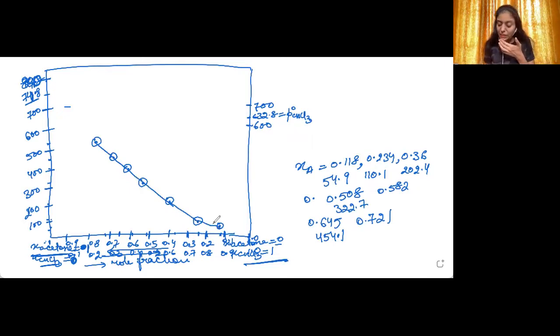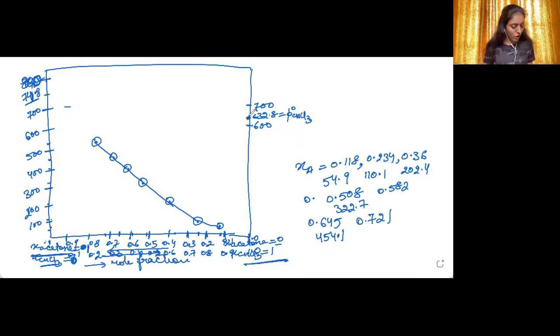Okay, similarly, now you have been given the values for vapor pressures of chloroform corresponding to the mole fractions of acetone. So when the mole fraction of acetone is 0, there is no acetone, and at that point the vapor pressure of chloroform is this, pure chloroform.